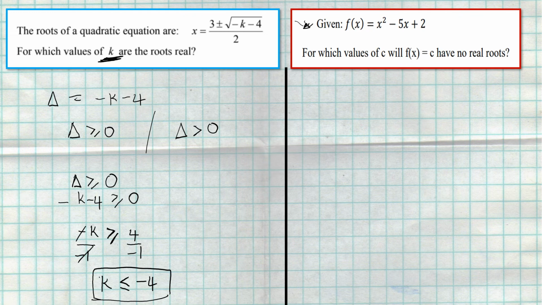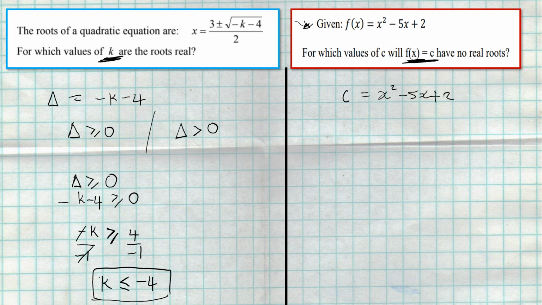Given f of x equals x squared minus 5x plus 2, for which values of c will f of x equals c have no real roots? What you have to do now: they are saying for which values of c will f of x equal c. So where there is f of x, I'm going to put c, then it's equal to x squared minus 5x plus 2.